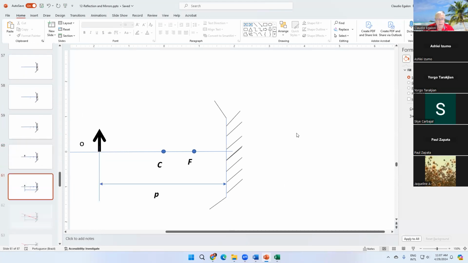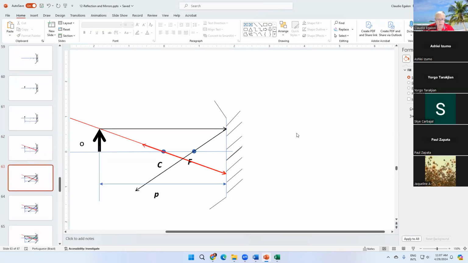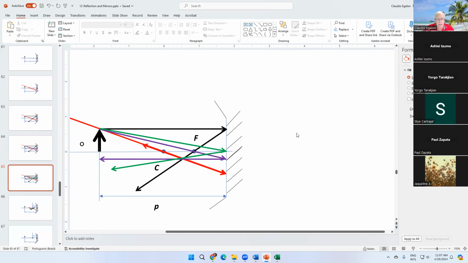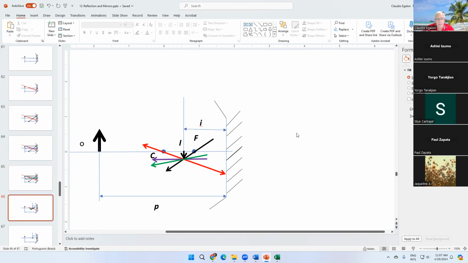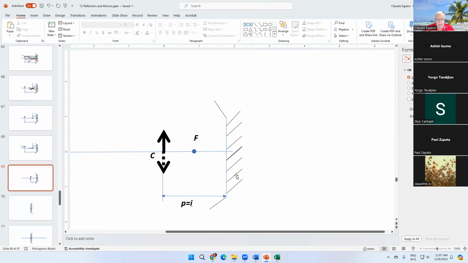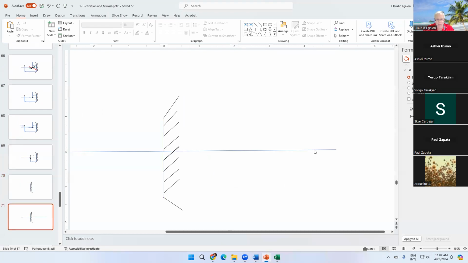And by the way, all this treatment, you can do that in those drawings that I'm showing here. Here you go. See, the object passed the center of curvature, the image is formed right in here. The object at the center of curvature, the image formed exactly at the same point as well.